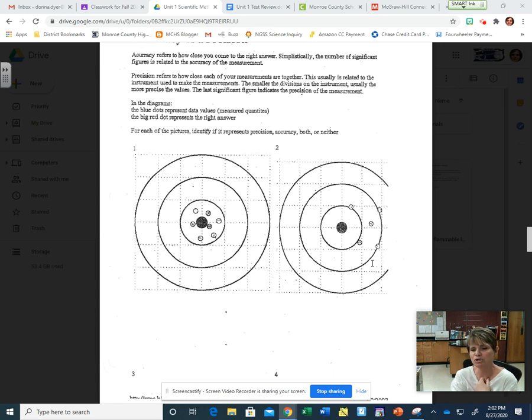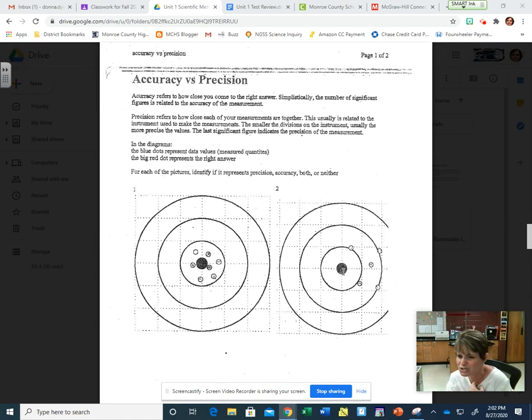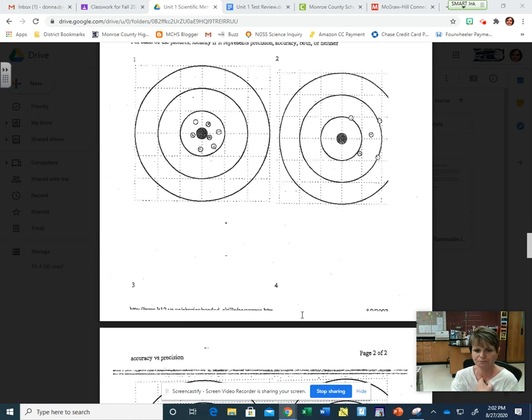Okay, look at these measurements. Notice that these measurements are really not that close to the right answer. Here's our measurements. Here's our right answer. They're not really close to that right answer, and they're kind of close to each other, but not really. So for this one, I would probably say this one's not accurate because they're not close to the right answer, and it's not really too precise either because they're not close to each other.